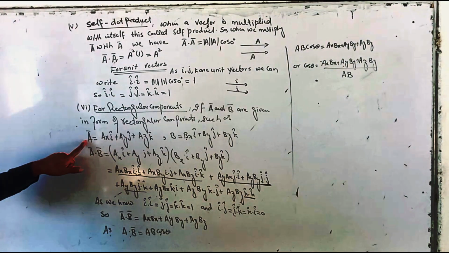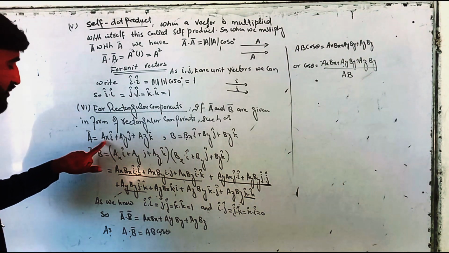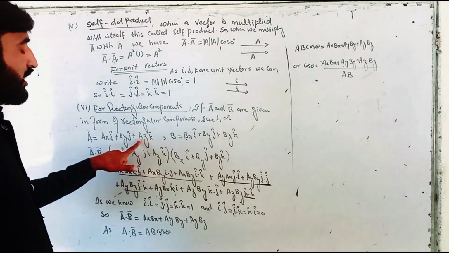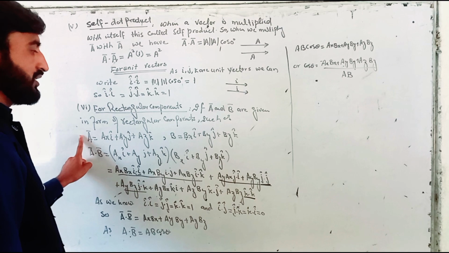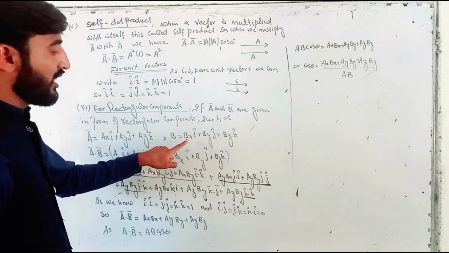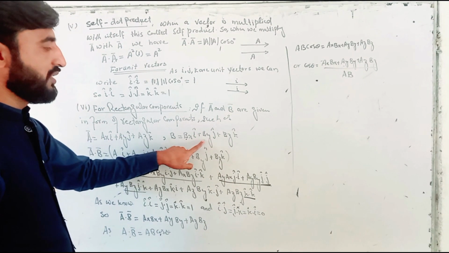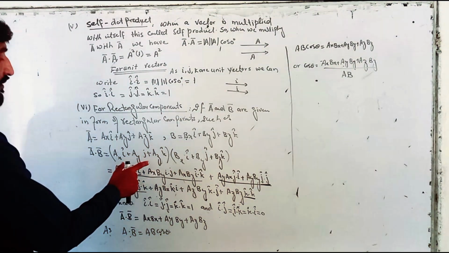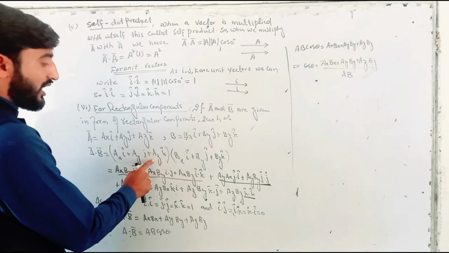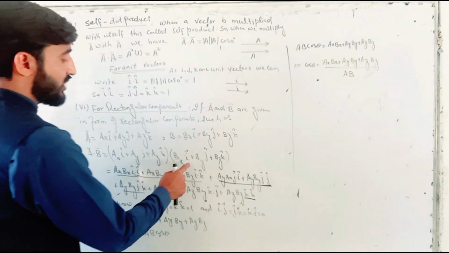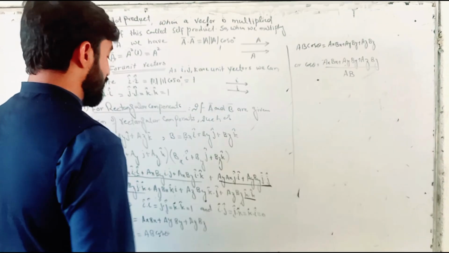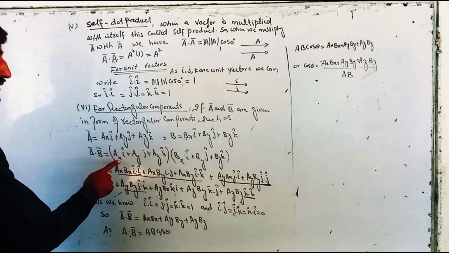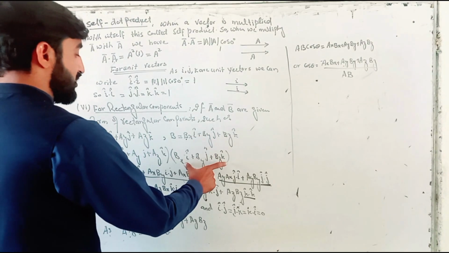I write A is equal to Ax i, this is its x component, Ay j its y component, and Az k its z component of vector A. Similarly, vector B is defined in its components Bx i plus By j plus Bz k. Now I multiply A dot B. I have written all the components of A vector, and I have also written all the components of vector B. Now I will multiply the first term of this vector with all terms of this bracket.